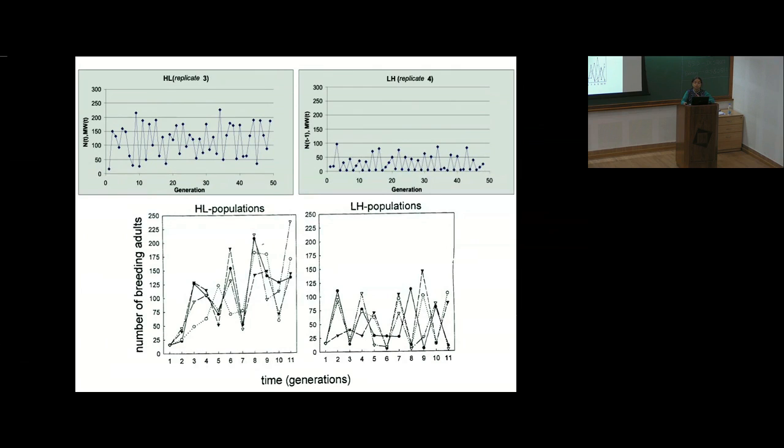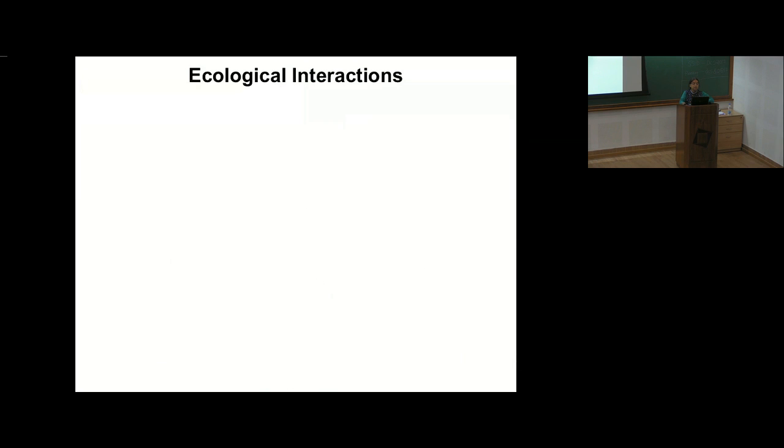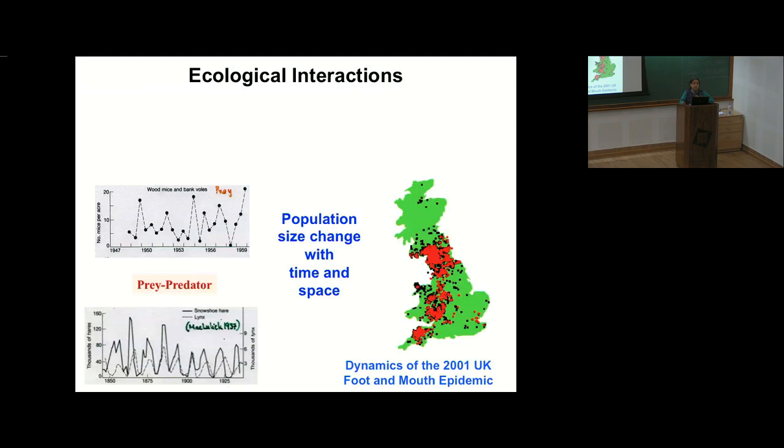ecological modeling, where both data and models have to be more realistic than simple one variable, one parameter Ricker models can be used. Okay. I don't want to speak anything more about single population models anymore. Let me just tell you a little bit about ecological interactions.